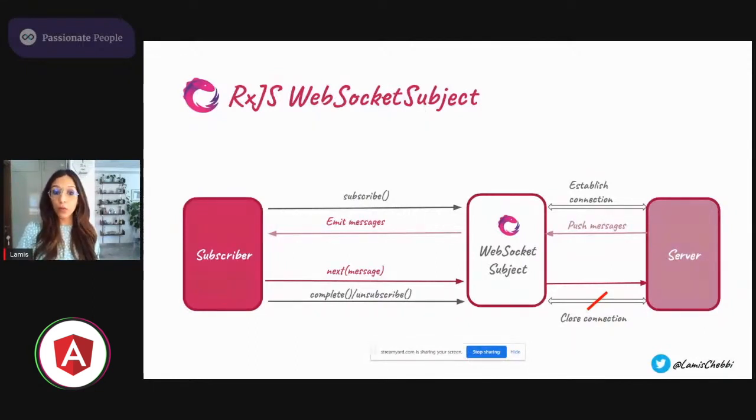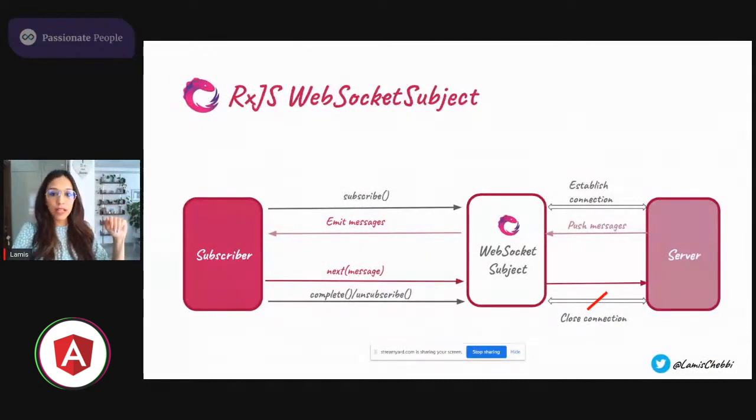And starting from this point, you will be able to receive messages from the server, because the WebSocket subject will emit these messages to you, the subscriber. You will also be able to send messages to your server through the next method, the regular next method of every RxJS subject. And once you're done, you can release this connection by calling complete on the subject or unsubscribe. This way you can release the connection. This is the basic life cycle.